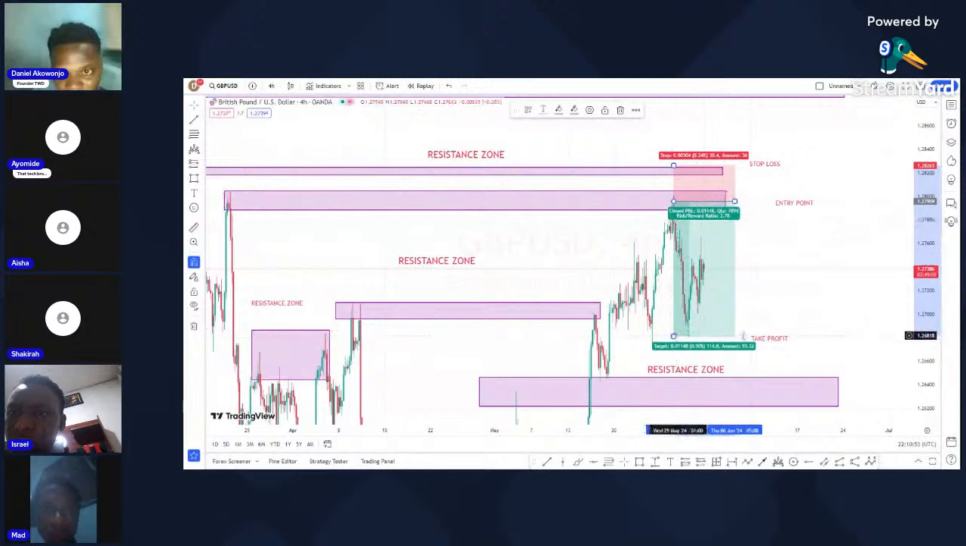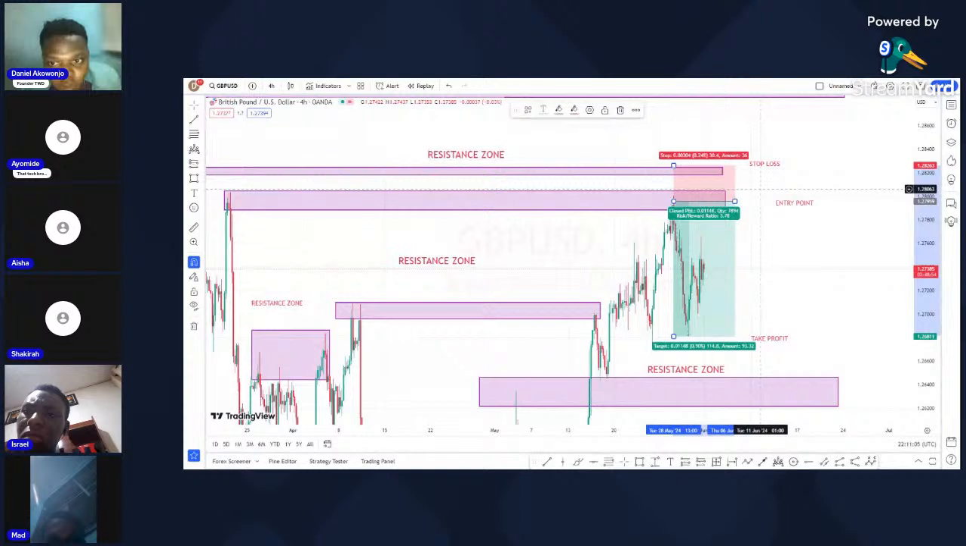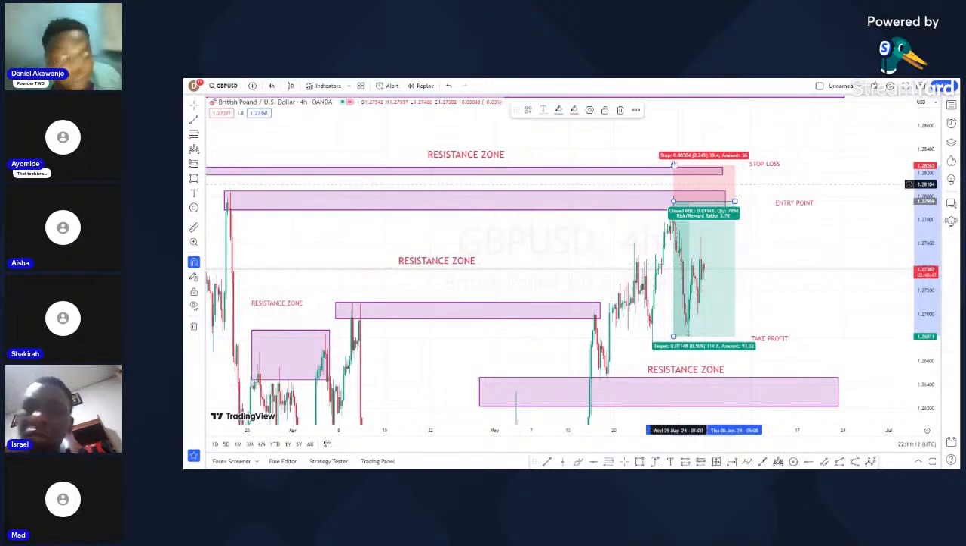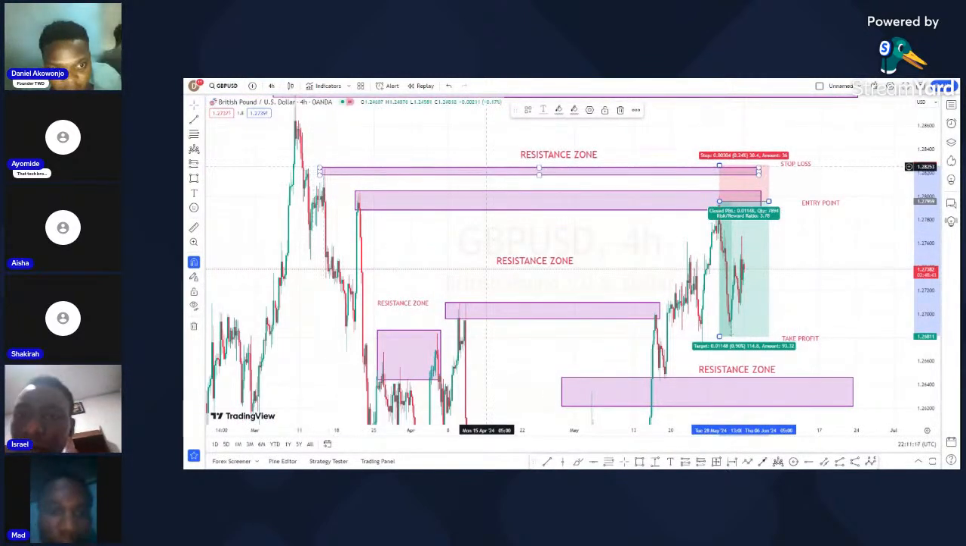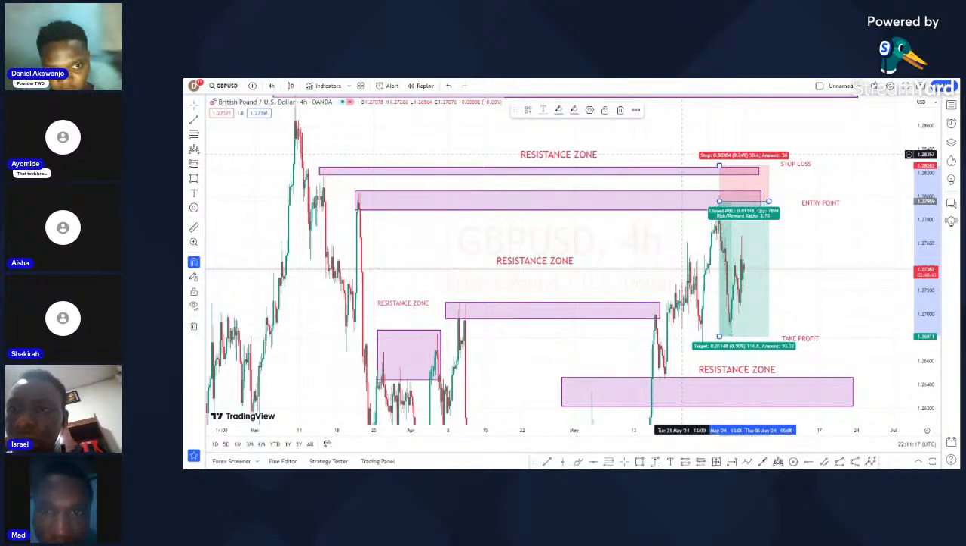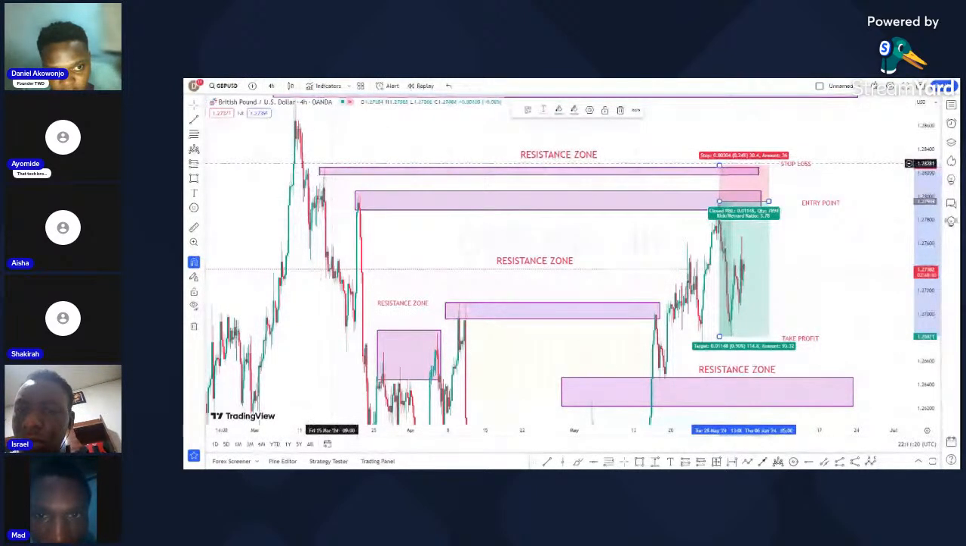What matters is the take profit. It's very important to pay attention to how you go about your take profits and stop loss without losing a whole lot of money. Remember I said, move your stop loss to the recent or previous resistance zone. If you are selling, then your take profit is at the recent or previous support.